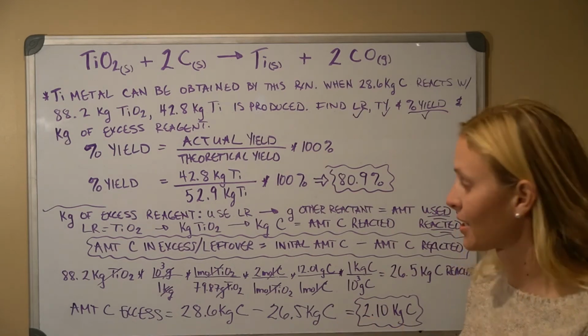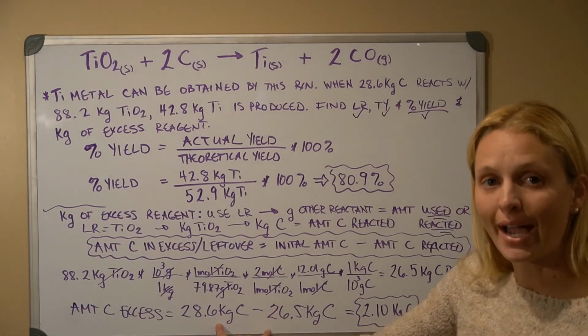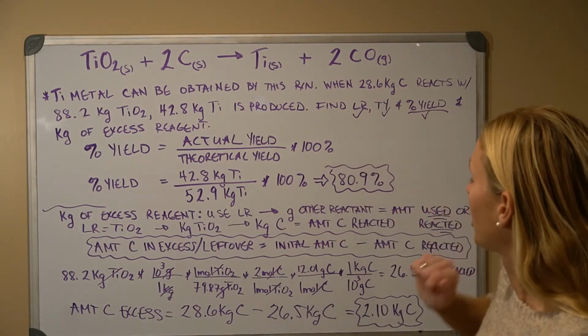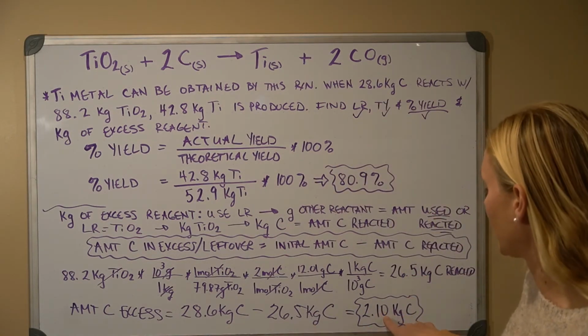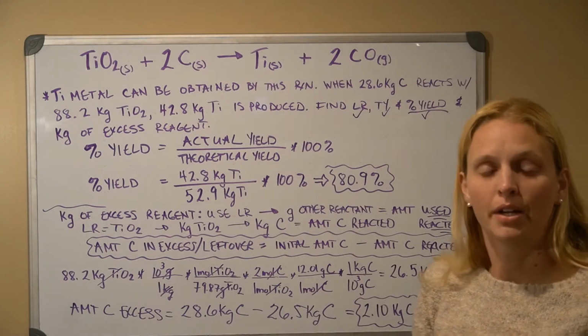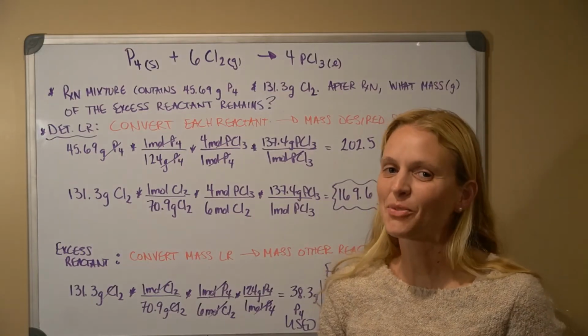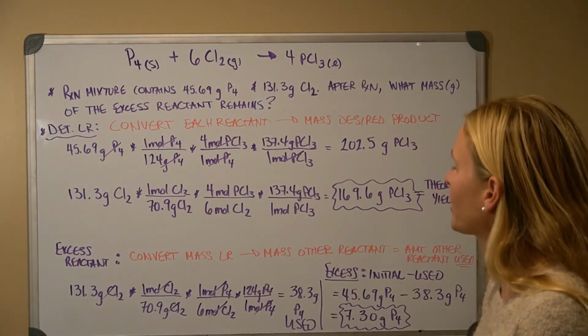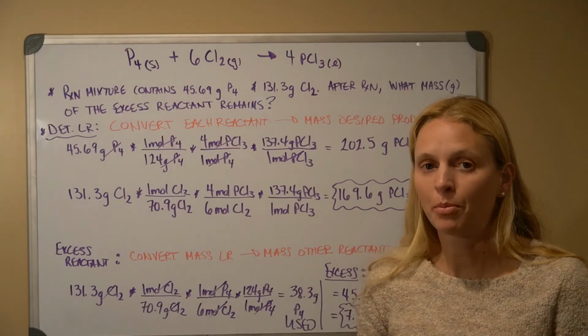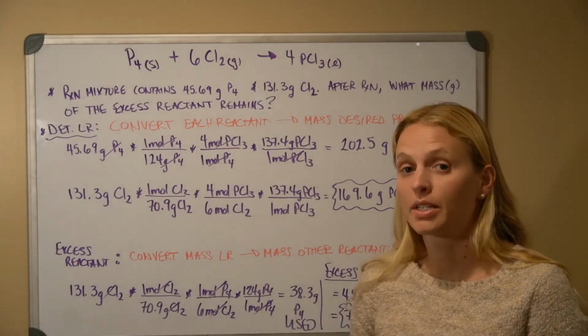So to get the excess, I need to subtract it from the original amount of carbon that was used in the reaction, and I get left over 2.10 kilograms of carbon. Okay, so we have another limiting reactant problem, and this will complete all of our examples for chapter 7.